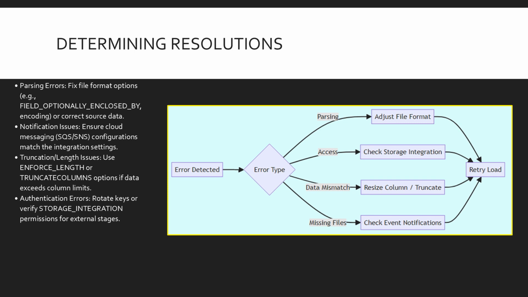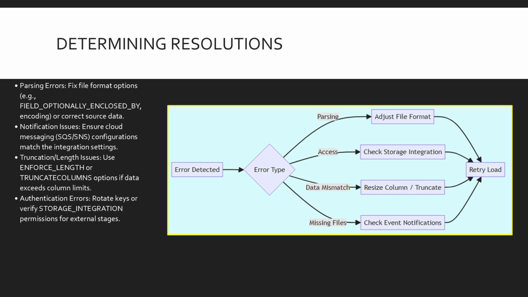Let's talk resolutions. If you see parsing errors, you likely need to adjust your file format options. Perhaps your delimiters are wrong or quotes aren't handled correctly. For Snowpipe not picking up files, verify your event notifications. Often the issue is a disconnect between the cloud provider's messaging service and your notification integration. If you face string too long errors, decide if you should truncate the data using the truncatecolumns option or resize your target table. Finally, for access errors, verify your storage integration permissions or rotate your access keys if they've expired.